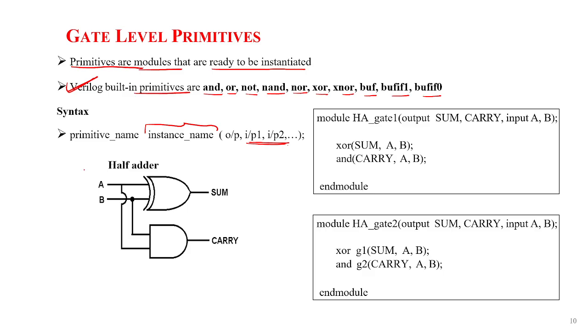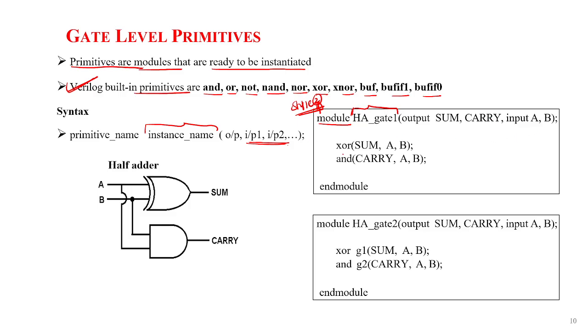Okay, so let us take one example. This is my half adder. How can I write it? Module HA underscore gate1. What is the module name, or my identifier name? Identifier is HA underscore gate1. Output sum, carry, input A, B. This is style 2, so I can declare the inputs and outputs within the bracket itself.